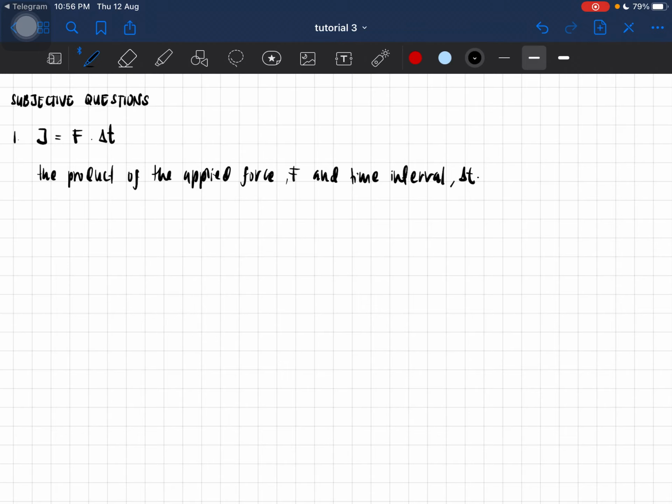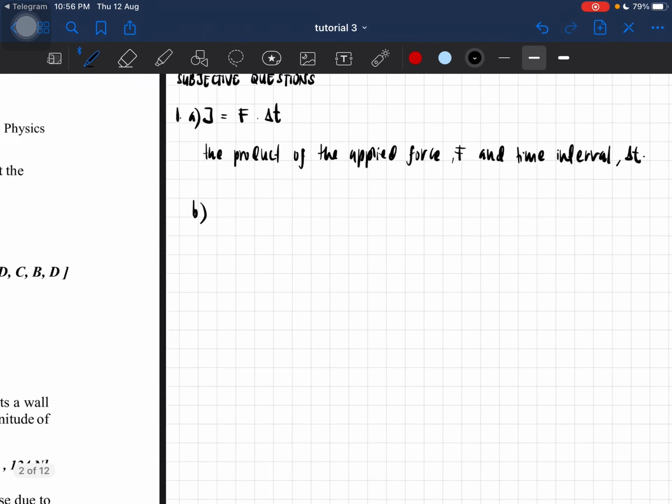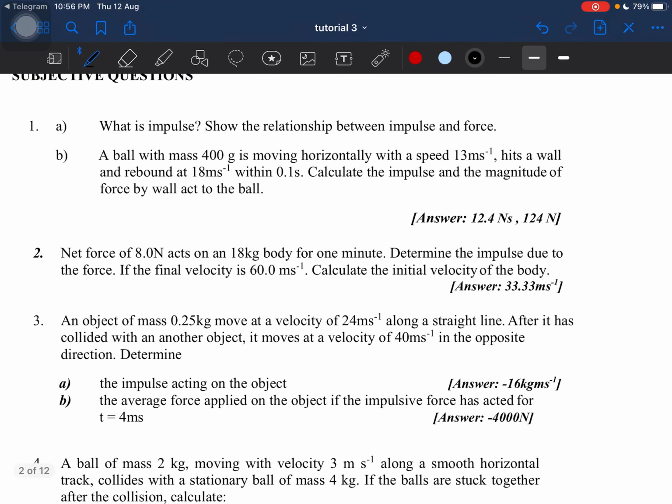The next question is A1. Question B. What is question B? A ball with mass 400 gram is moving horizontally with a speed of 13 meter per second, hits a wall and rebounds at 18 meter per second within 0.1 seconds. Okay, now calculate the impulse and the magnitude of force by the wall acting to the ball.